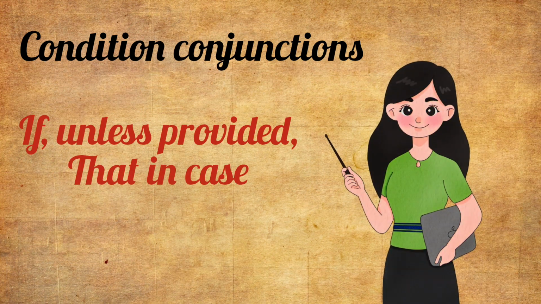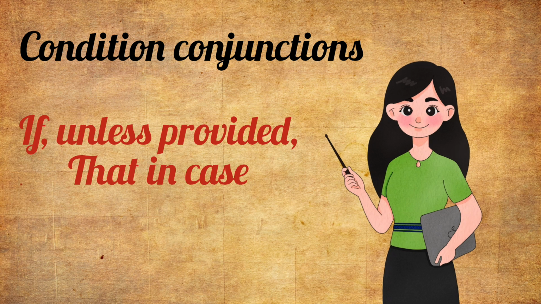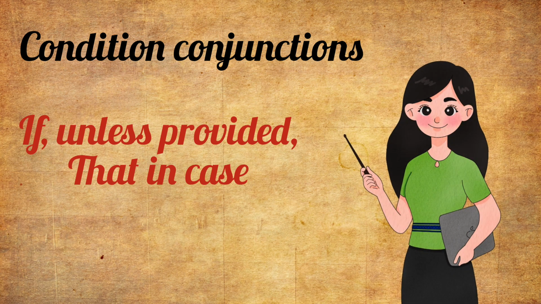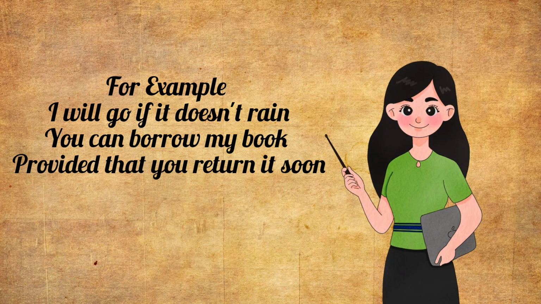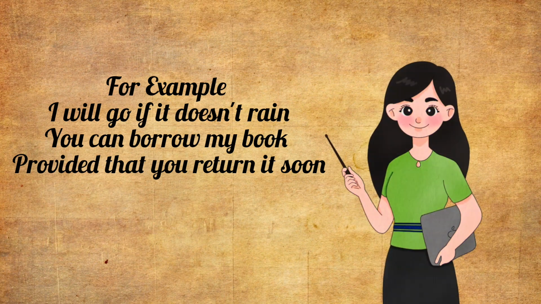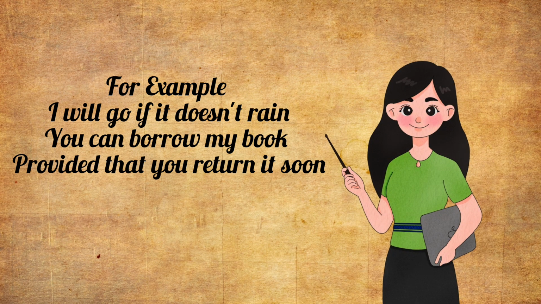Condition conjunctions show that one thing depends on another. For example, if, unless, provided that, in case. For example, I will go if it does not rain. And second example is you can borrow my book provided that you return it soon.